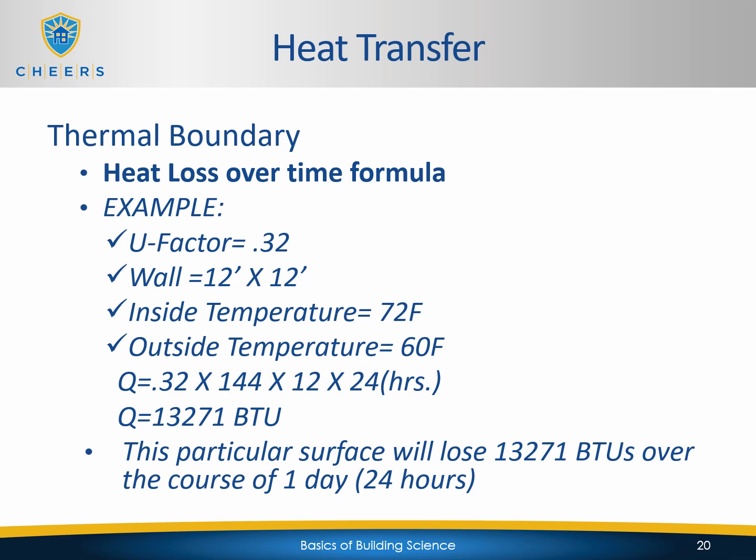So the formula is going to be Q equals 0.32, which is the U factor, times 144, which is the calculated area of the wall, 12 by 12, right? Times 12. Now that 12, that's the delta T. That's the difference between 60 degrees on the outside and 72 degrees on the inside. That's a 12-degree difference. And that's times 24 hours, which is basically a day. And the result is 13,271 BTUs. So the answer is this particular surface will lose 13,271 BTUs over the course of one day or 24 hours.